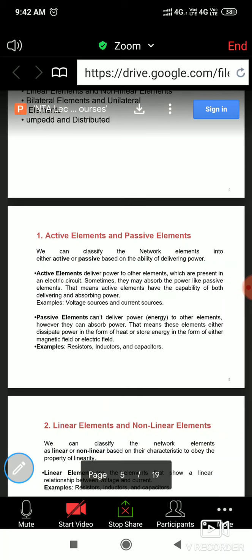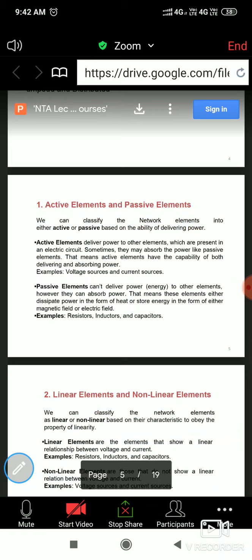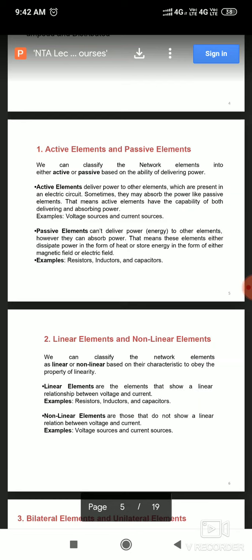So just within 2 minutes I will revise all those things and then we will start the new topic. Active elements are those elements which deliver power to other elements in the circuit. Sometimes they may absorb power. That means active elements are those which are able to deliver as well as absorb power. Okay, so examples are voltage sources, current sources, etc.